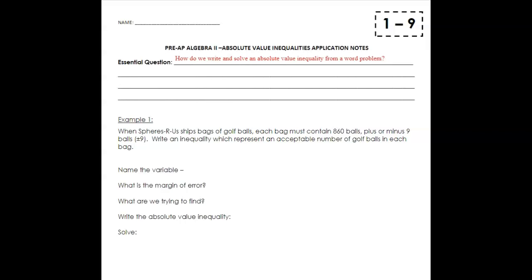So the first thing that we need to do is we need to name a variable. Our variable is going to be in our inequality, which is supposed to represent an acceptable number of golf balls in each bag. So our variable should probably be golf balls. The margin of error is something I had mentioned before. It's how much you can have as kind of variance for your problem. So each bag must contain 860 golf balls plus or minus 9 golf balls. So 9 is the margin of error.